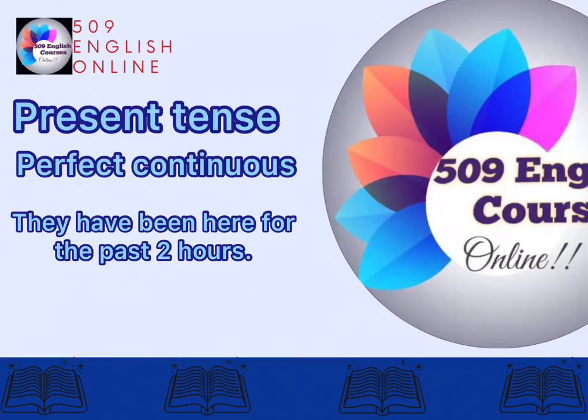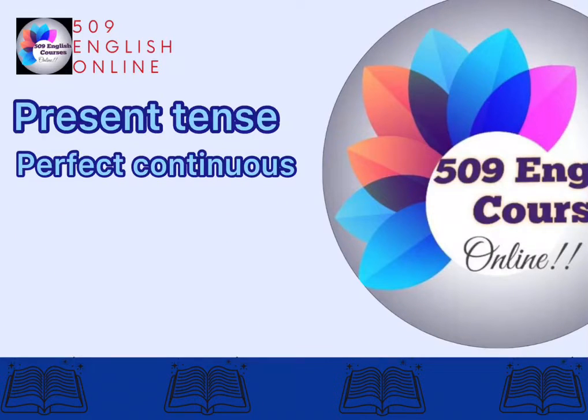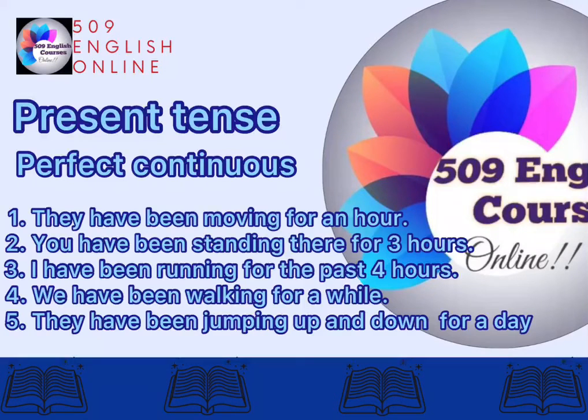They have been here for the past 2 hours. Do you see how that sentence was formed with a certain duration added to it? That duration was 2 hours. So now let's move on to the examples to get a better handle on this. They have been moving for an hour. You have been standing there for 3 hours. I have been running for the past 4 hours. We have been walking for a while. They have been jumping up and down for a day.